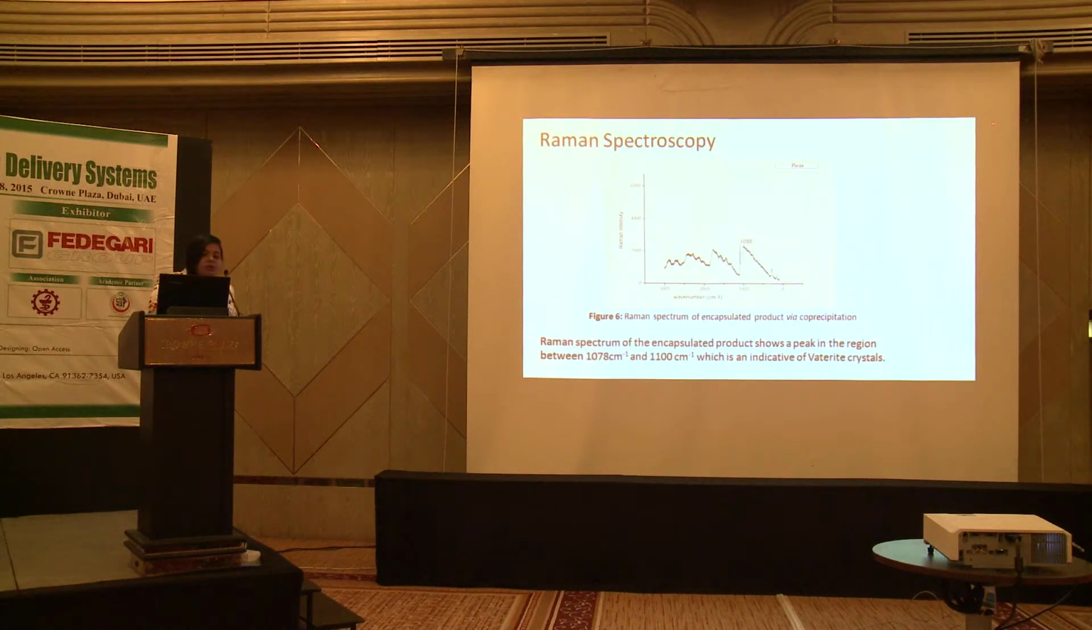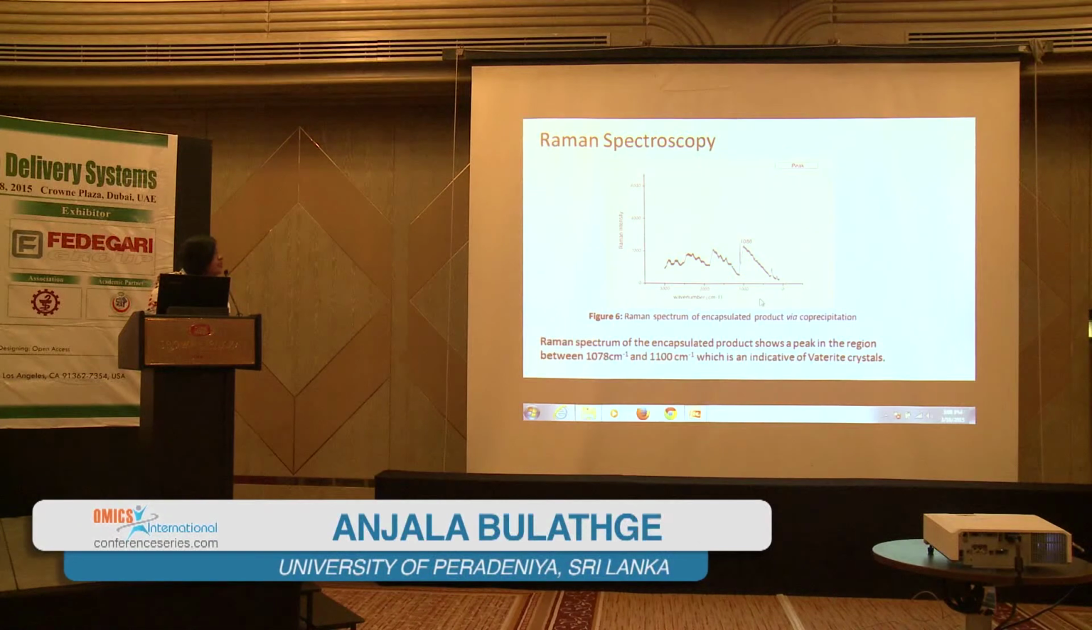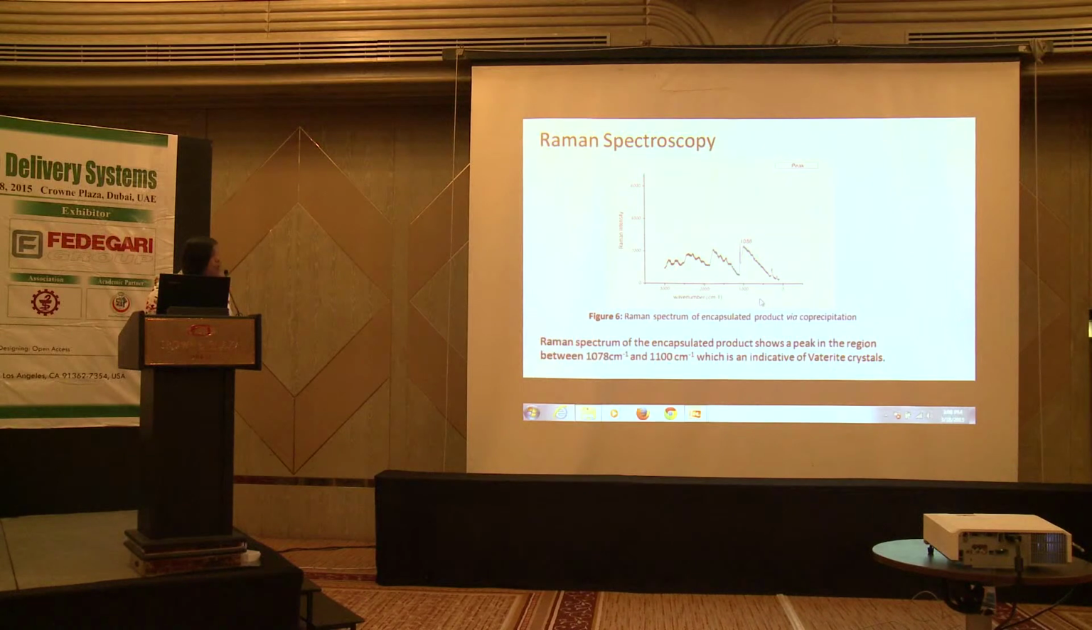Another kind of result we obtained was from Raman spectroscopy. This peak indicates the vaterite form of calcium carbonate. The vaterite form is a polymorph of calcium carbonate, but it is in a metastable state. It can be stabilized with the incorporation of a metal or organic matter. The drug consists of copper. Therefore, the vaterite form of calcium carbonate can be stabilized.